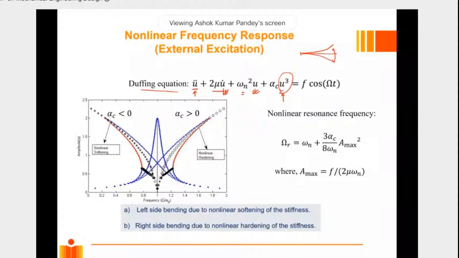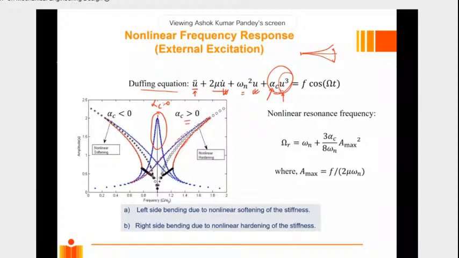So this one is a linear response where your alpha c is equal to 0, meaning you don't have this nonlinearity, so you will get a linear response like this, which is symmetric about this one. Now when this particular factor is positive and small, you see that this tilts, right? It tilts, and such kind of response is a nonlinear response, but it comes with some kind of phenomena like this.